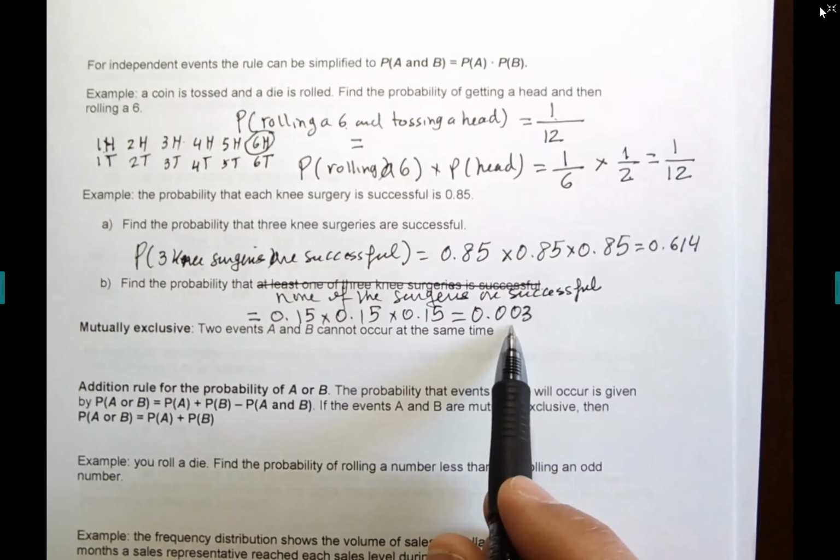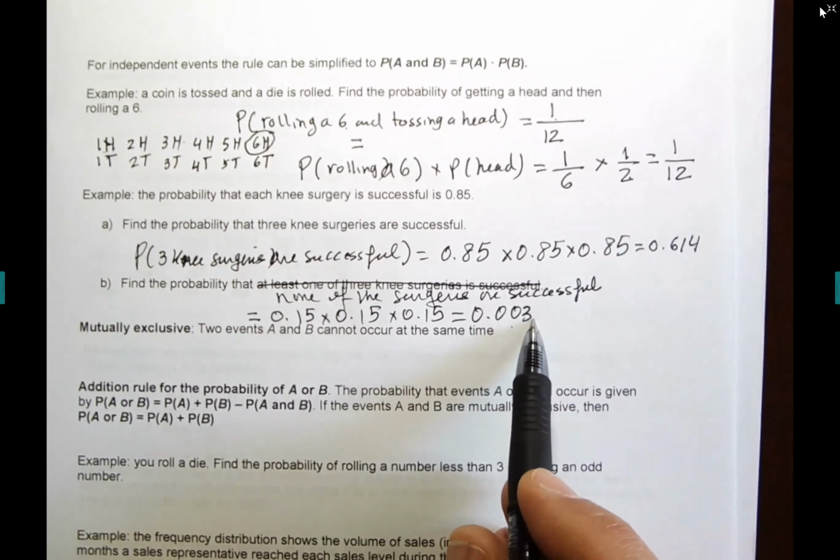The chance is 0.003. It's a 3 out of 1,000 chance that this surgeon will perform 3 surgeries and none of them will be successful on that same day. That will not happen, guys. It's very low probability. Okay.